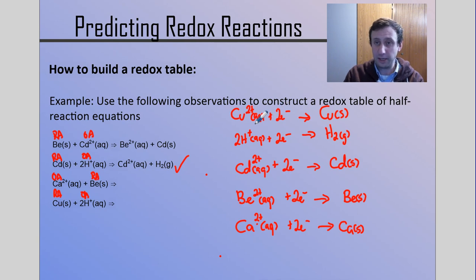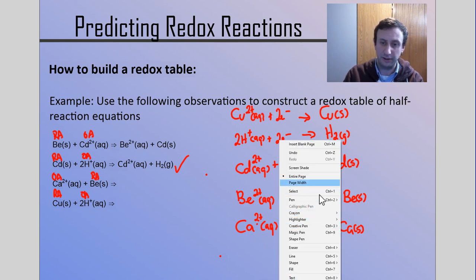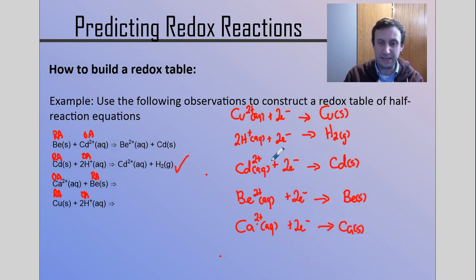Okay, now I like to double check and make sure that everything matches what it should. Let's go to a different color here, yellow, and talk through it. Be solid and cadmium, that's downhill, spontaneous, and that matches my data. Cadmium and 2H positive is also downhill, so it's spontaneous, that matches. Calcium ion and beryllium is uphill, so it's non-spontaneous. And finally, copper solid and hydrogen ion is uphill, non-spontaneous, so that matches this reaction as well.